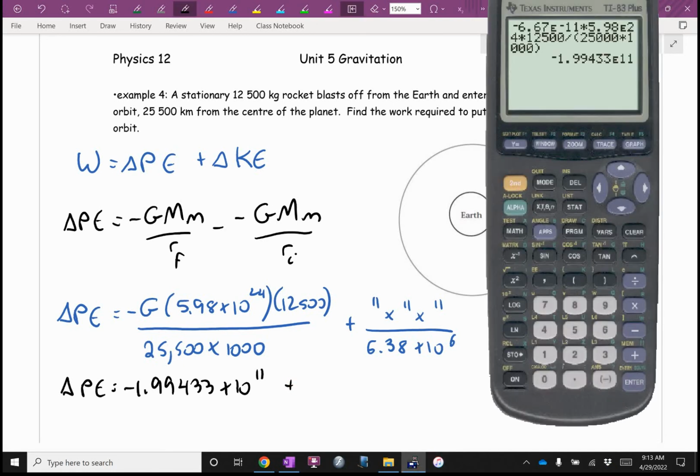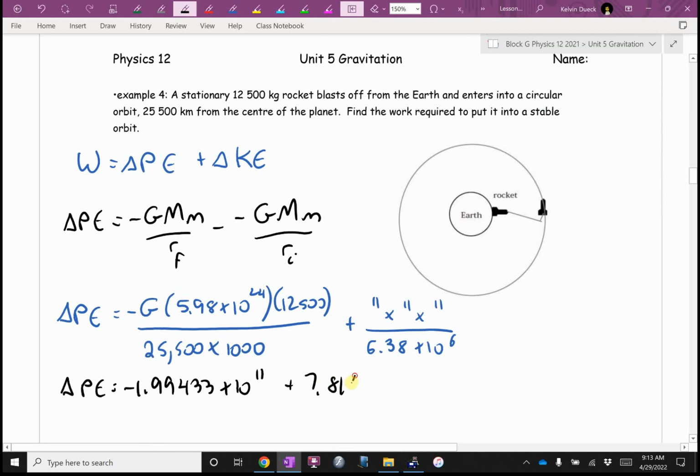Plus, I'm going to backspace and edit. I'm going to delete the negative, and I'm going to change the radius in the bottom to 6.38 times 10 to the 6th. And I get positive 7.8148 times 10 to the 11th. Notice, Braden, I will get a positive answer when I add these two together. Of course I will. It will take rocket fuel to get it up there. So even though they started out negative, that minus there gave me a positive that was bigger than the final negative. So it all works out as long as you're careful with your signs.